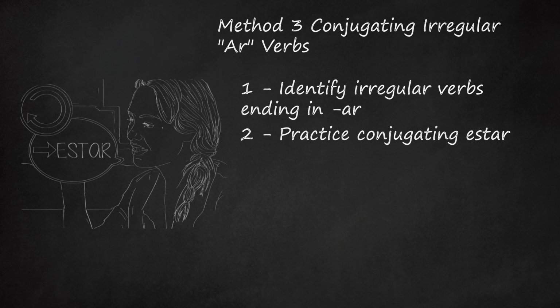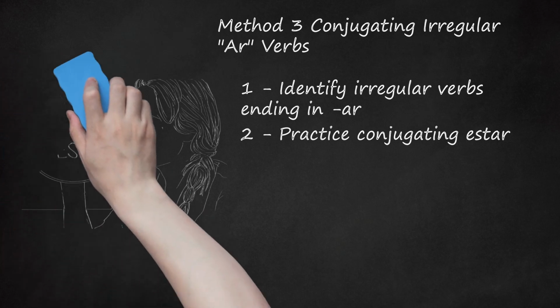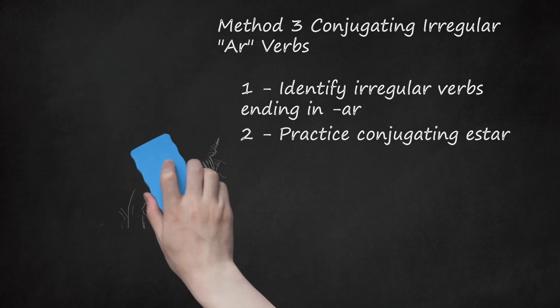Estar is not irregular when conjugating it in future tense. You use the same endings as you do for regular ar verbs. The preterite or past tense conjugation of estar is yo estuve, I was, tú estuviste, you were, usted, él, ella estuvo, you, he, she was, nosotros estuvimos, we were, vosotros estuvisteis, you all were, and ustedes, ellos estuvieron, you all, they were.